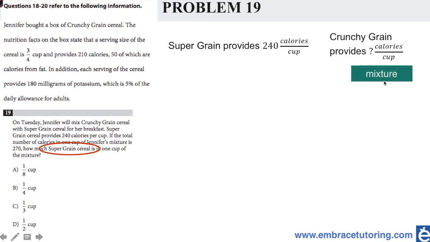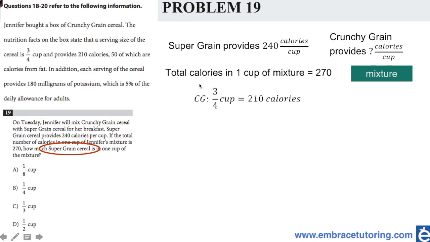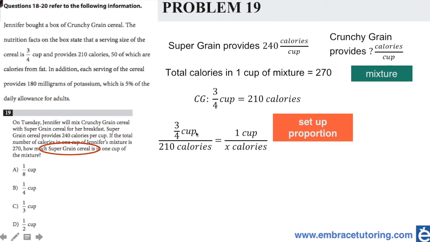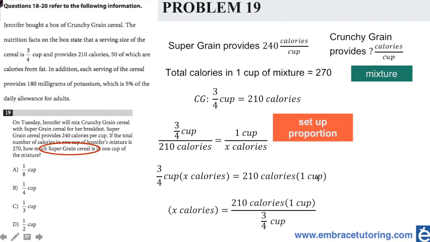So the first thing I have to do before figuring out the mixture is understand that the crunchy grain cereal is 3/4 cups equals 210 calories, but I need this to be a full cup. So I'm going to set up a quick proportion. 3/4 cups over 210 calories is going to equal 1 cup over X calories. I'm going to cross multiply. I'm going to get 3/4 cups times X calories equals 210 calories times 1 cup. I would then divide by my 3/4 cup. When I cross off the units, I'm going to figure out how many calories are in exactly 1 cup. So for every 1 cup of my crunchy grain cereal, I will have 280 calories.